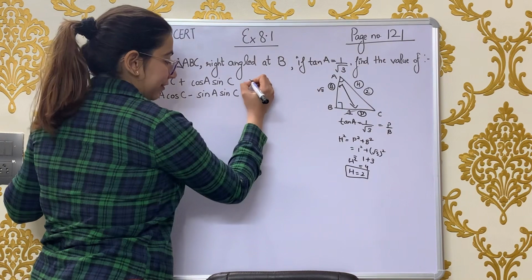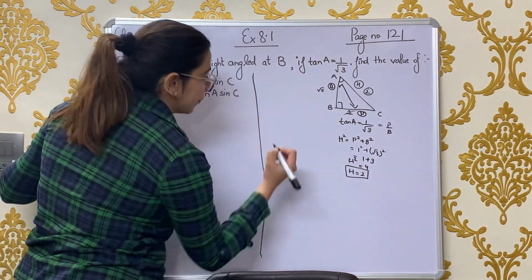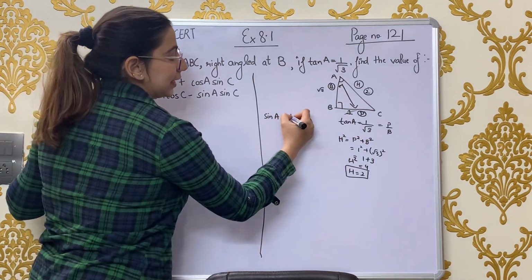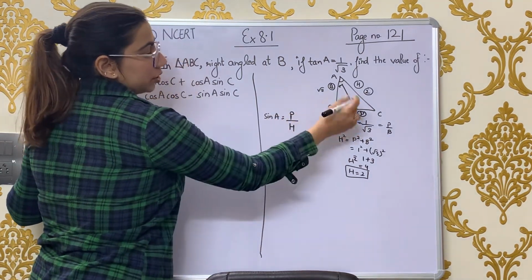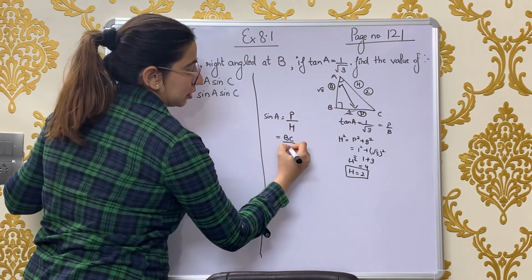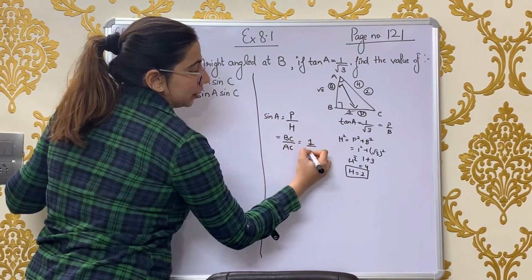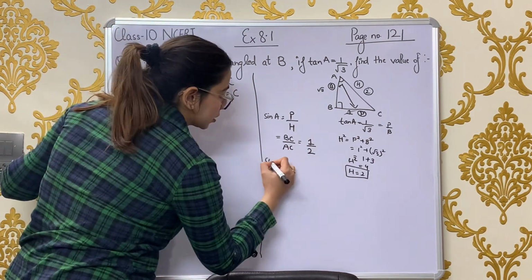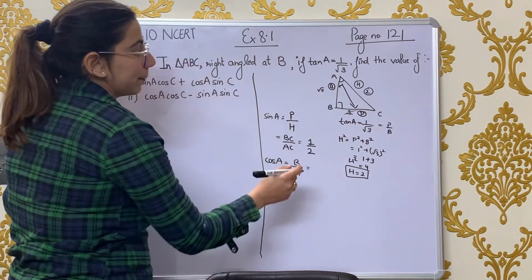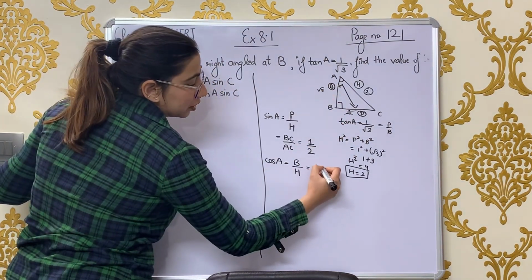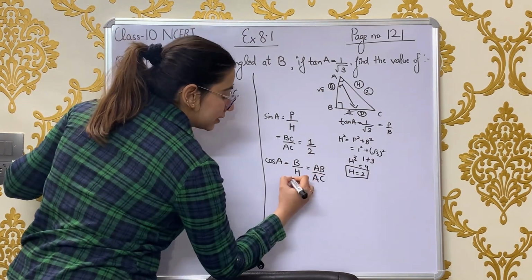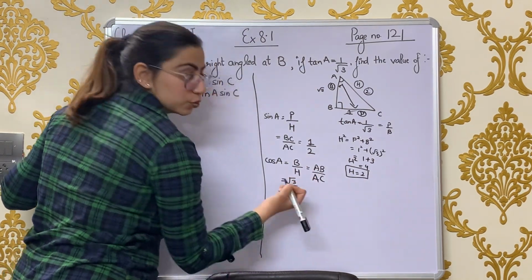So let's find in terms of angle A first. Let's find sin A first. Sin A is perpendicular by hypotenuse. So perpendicular is BC and our hypotenuse is AC. So it's going to be 1 by 2. Right? Next, cos A is base by hypotenuse. So our base is AB and our hypotenuse is AC. So we get it as root 3 by 2.